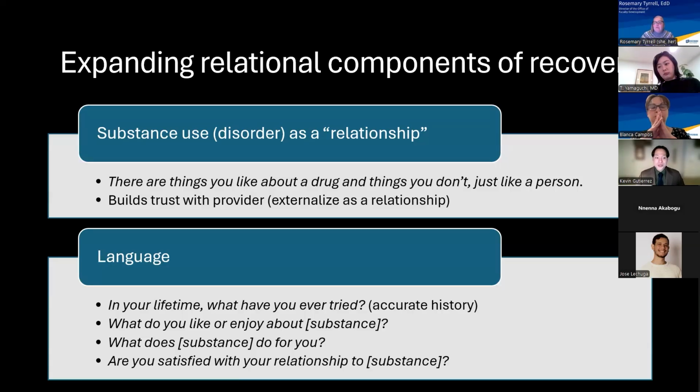I had one patient who was very withholding about his relationship to cannabis. He was worried about talking about it. I used this language and asked him, are you satisfied with your relationship? He was sitting there saying, I really don't know. And I said, that's not a yes.